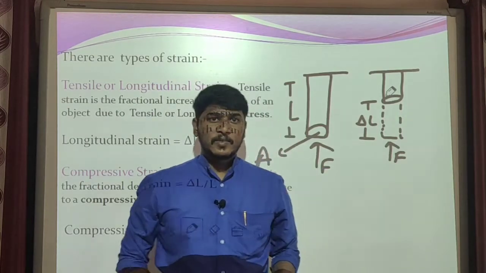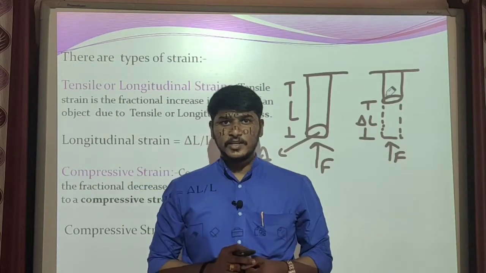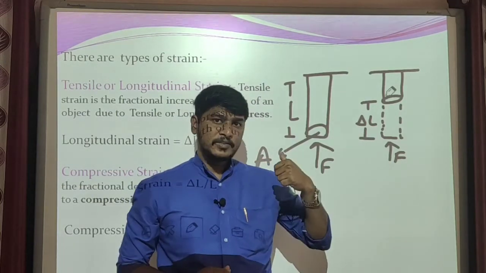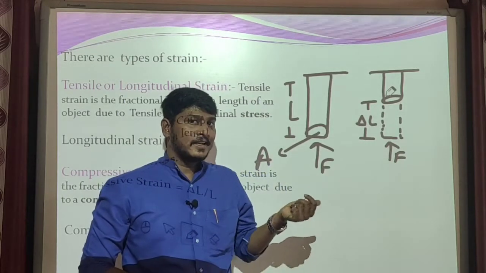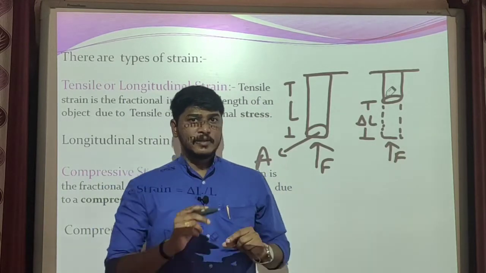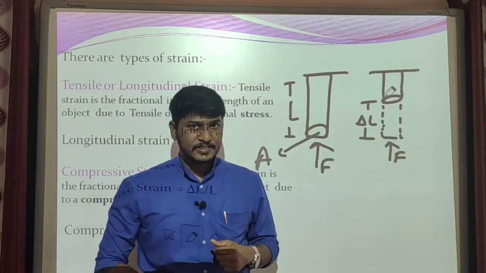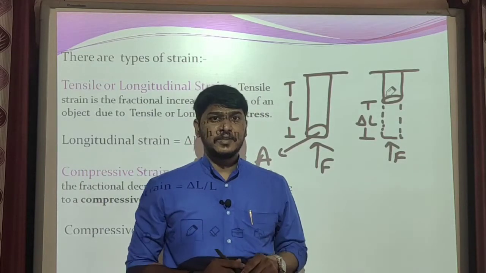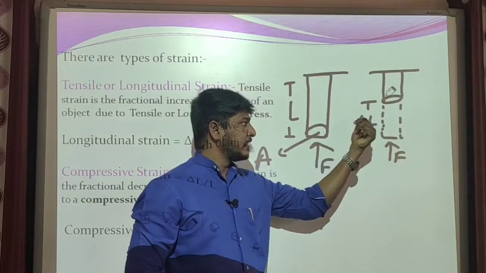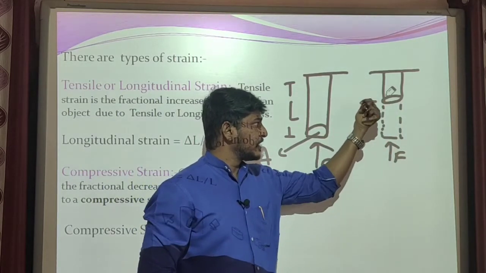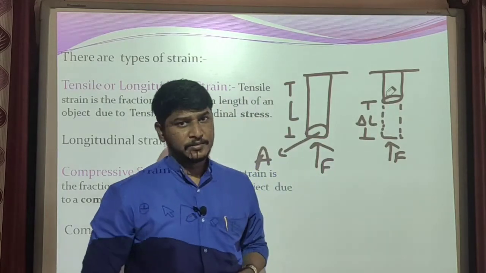Okay, here we have studied two types of strain. The first one is longitudinal strain and the second one is compressive strain. In longitudinal strain, there is an increase in length. At that time, the change in length to the original length gives us longitudinal strain. And in the second case, that is in compressive strain, there is a decrease in length. Then in this case, the change in length to the original length gives us compressive strain.